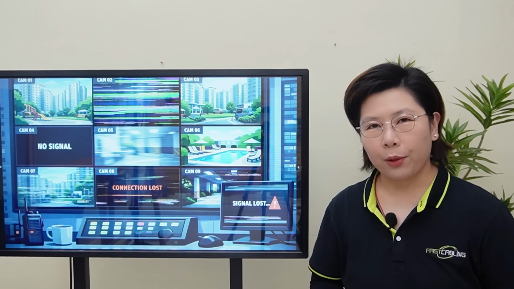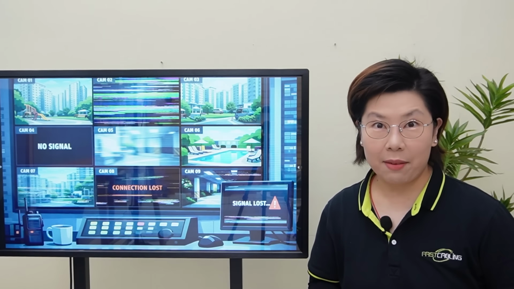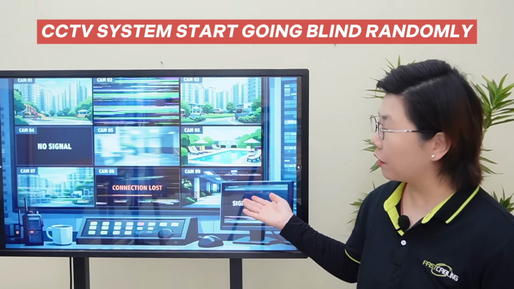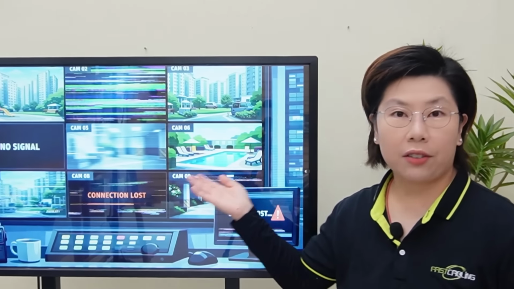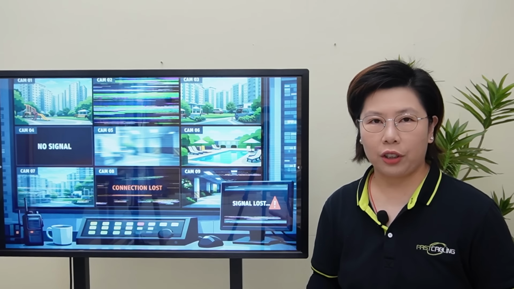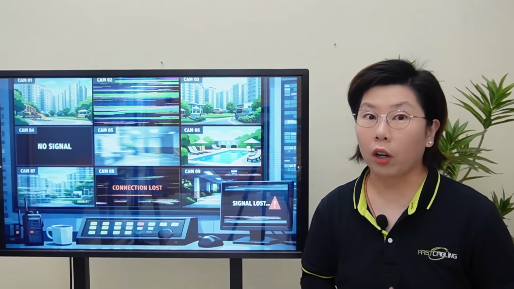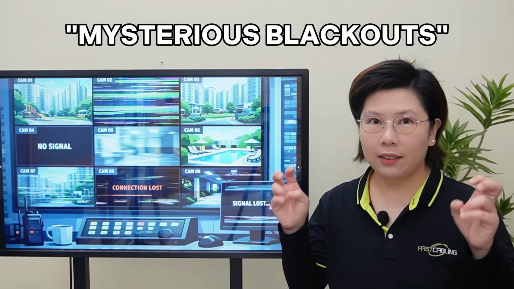Imagine you're responsible for the safety of a whole neighborhood. Now imagine the eyes of that neighborhood, the CCTV system, start going blind randomly. One camera flickers, another feed freezes. That was the exact situation at a residential compound we were called to help. The complaint was simple: mysterious blackouts.